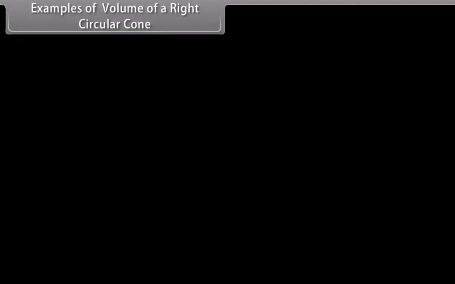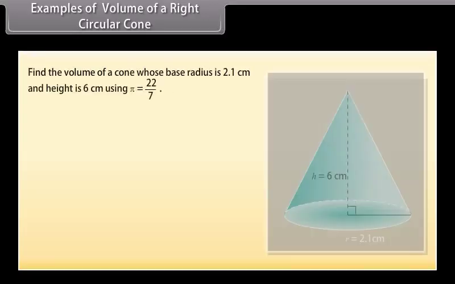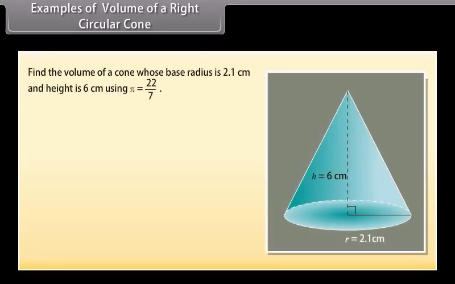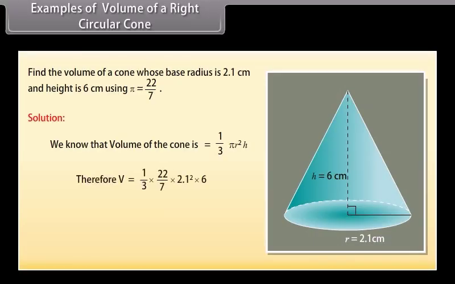Examples of volume of a right circular cone. Let us now solve an example. Find the volume of a cone whose base radius is 2.1 cm and height is 6 cm, using pi as 22/7. Solution. We know that volume of the cone is 1/3 pi r square h. Therefore, V is equal to 1/3 into 22/7 into 2.1 square into 6, which is equal to 27.72 cm cube.